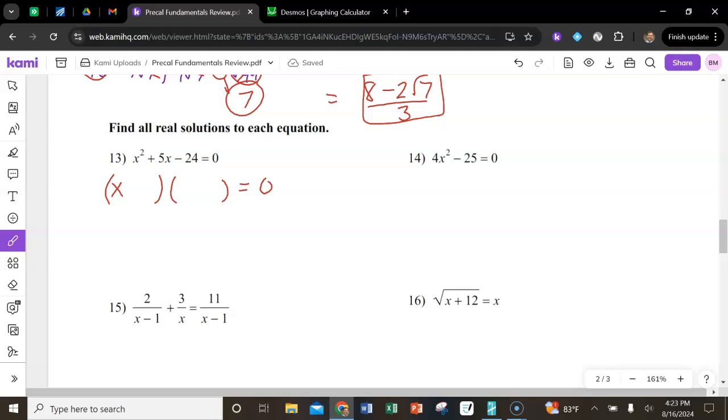So what multiplies to negative 24 and adds to 5 would be positive 8 and negative 3. And then I just set each of those equal to 0, right? So x plus 8 equals 0, x minus 3 equals 0, and then I would get x equals negative 8, and x equals 3.